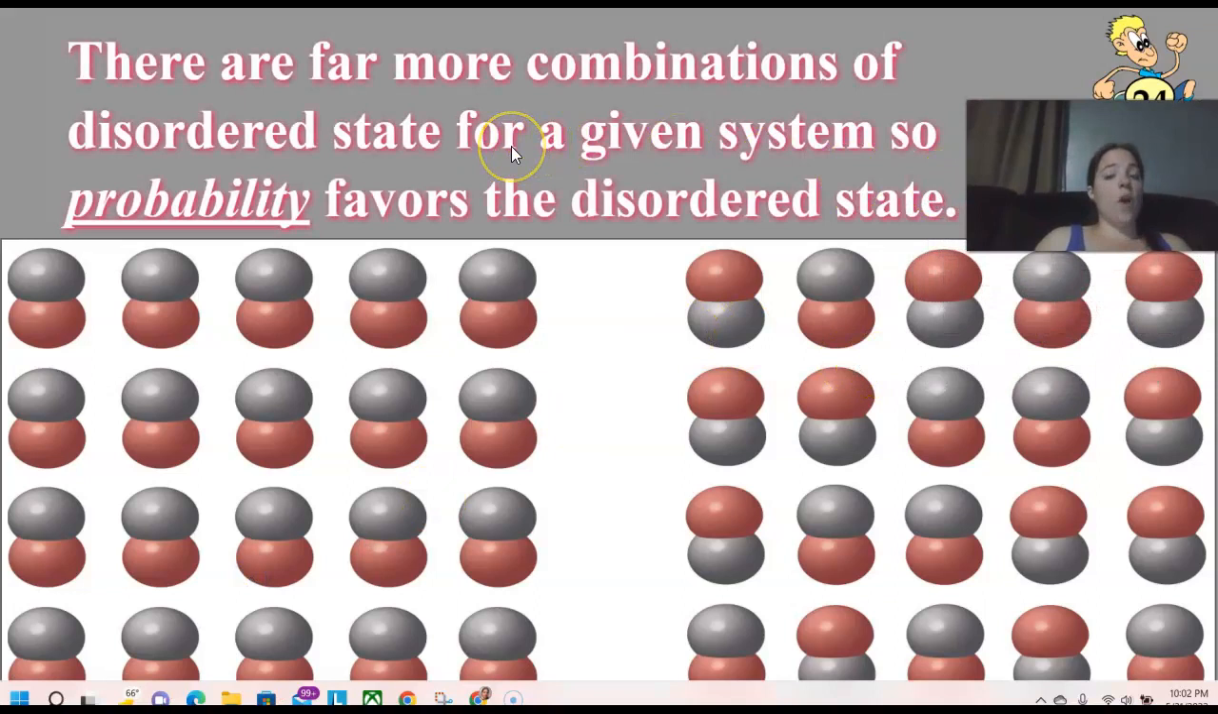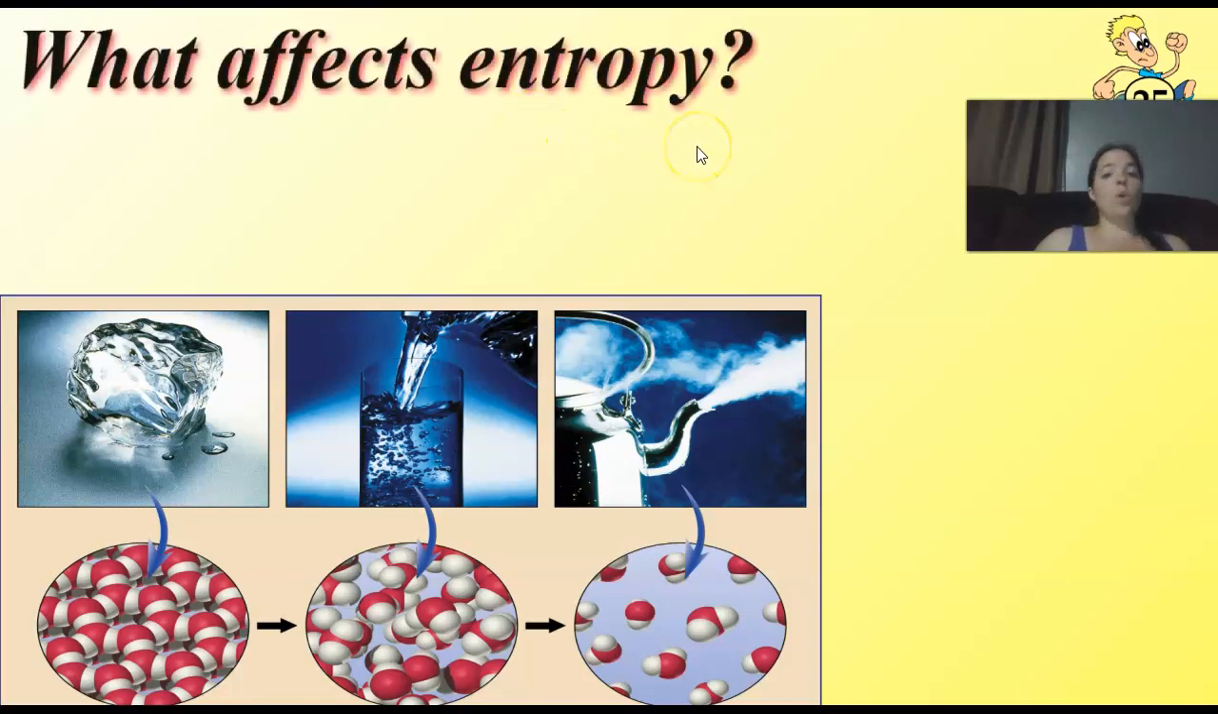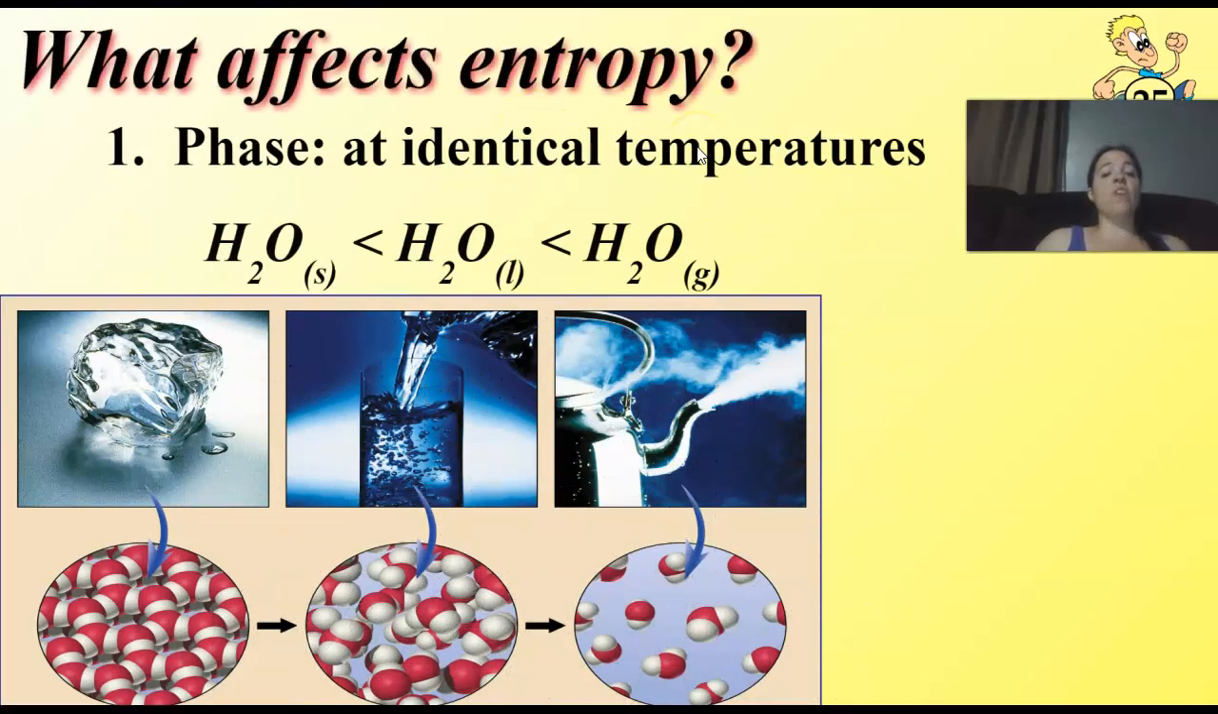So there are far more combinations of disordered states for a given system, meaning that the probability of a disordered state happening is more than an ordered state. So probability is favoring disordered. So what affects entropy? Let's look at some phases.